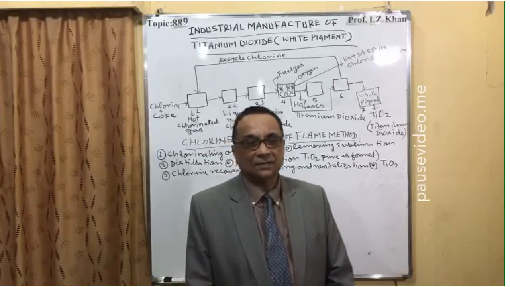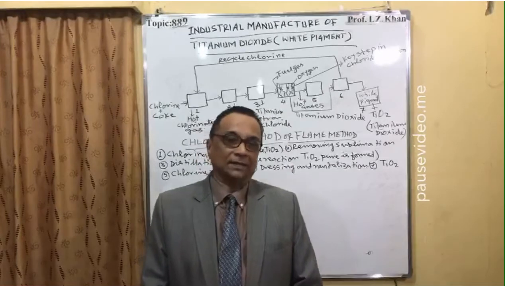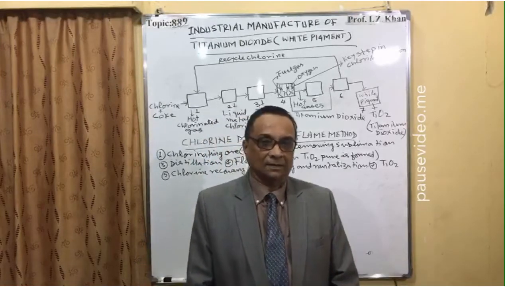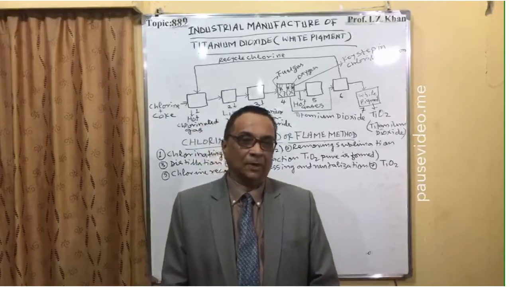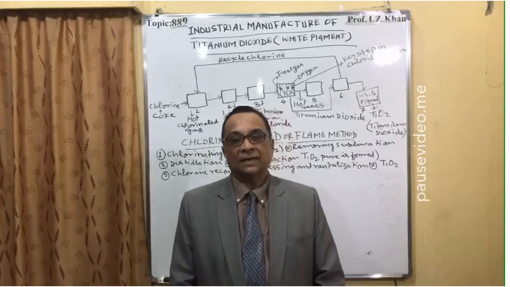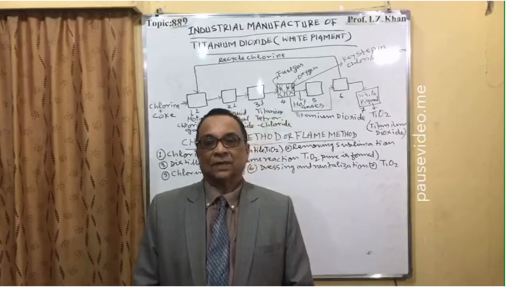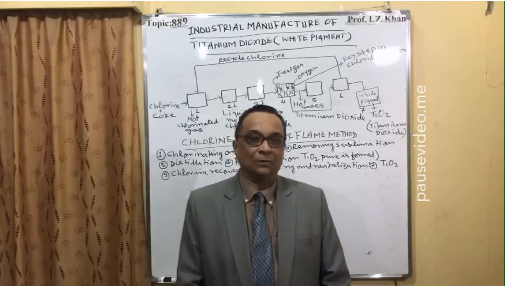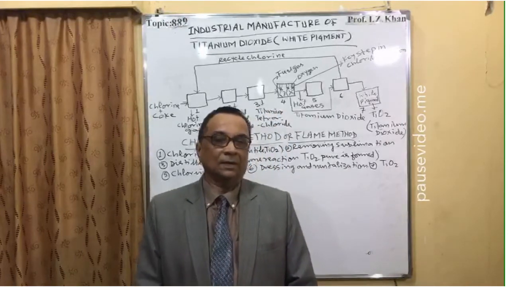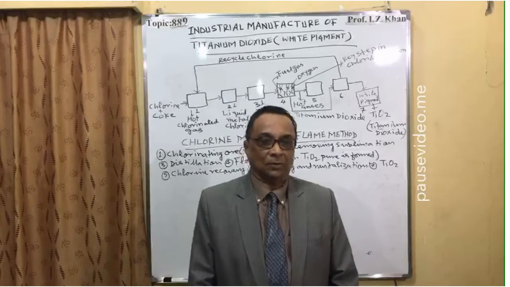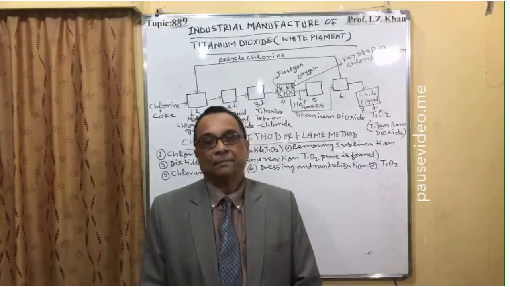Here rutile is the ore that is taken, and it is converted into titanium chloride with the help of chlorination, and that titanium chloride in the burning chamber in presence of oxygen, that is where the main reaction takes place. It is converted into pure titanium oxide, and that is purified, and it is white pigment.